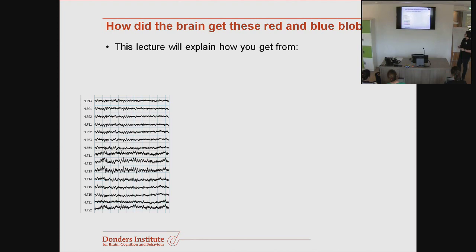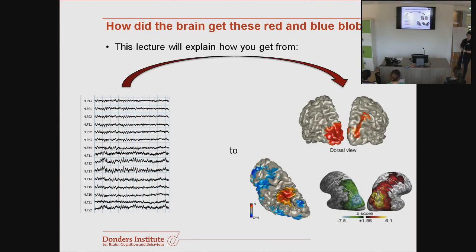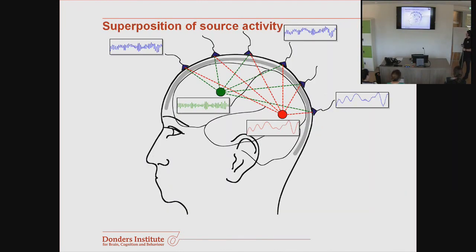The question for this afternoon is how you get from this monochrome image to this colorful image that is more fun to look at. This person you already saw this morning, and there are two points I would like to stress again here. There are two sources, a green and a red dot, and all of those sources project to all of the channels you might hook up to the scalp.